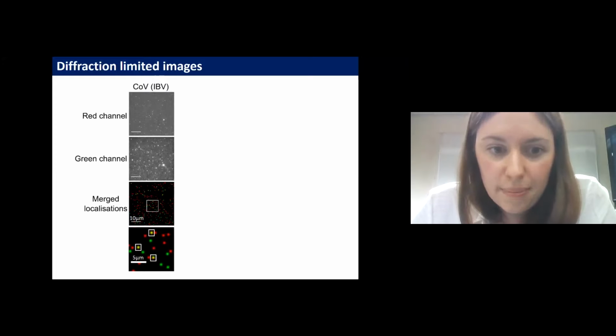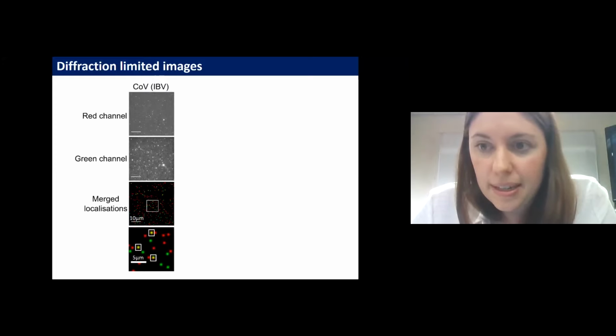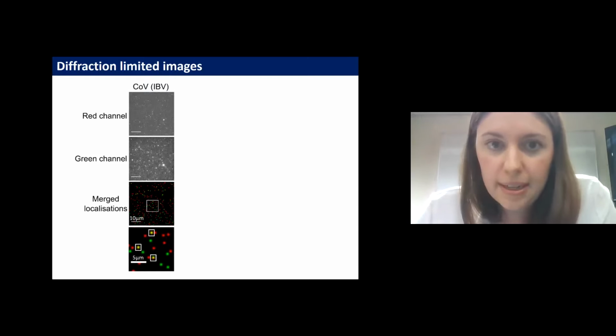And then in the third panel down is the merged localizations from both channels. So you can see single reds, single greens, which correspond to just free DNAs, and also yellow, which is the merged localizations where you have co-localization between red and green, and this corresponds to labeled virus particles.